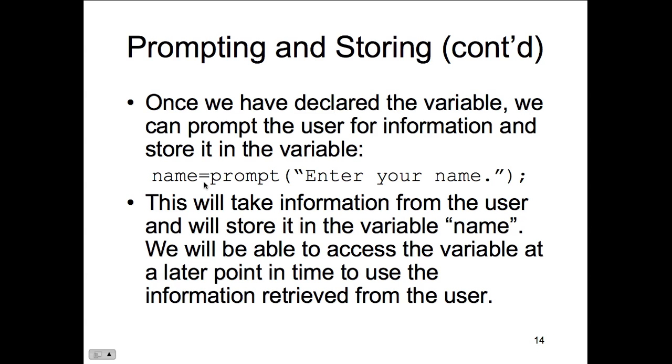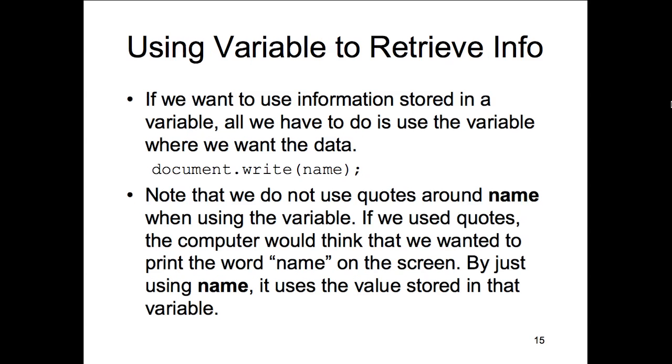If we put the two equals, we have to do a comparison. This is an assignment statement. So we'll take the information from the user and store it into the variable name, and we'll be able to access the variable at a later point in time, retrieve it by the user. And this is how we access it. If you want to use the information that's stored in the variable, you just use the variable name.